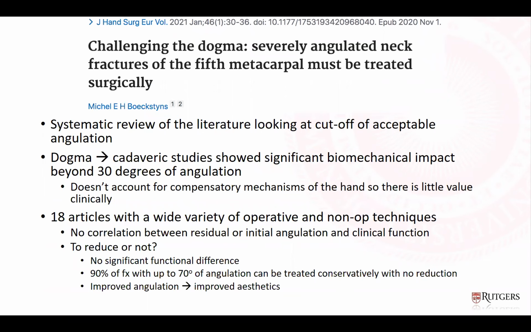This was a systematic review of the literature looking at cutoff for acceptable angulation. As I mentioned before, the dogma was that significant biomechanical impact occurred around 30 degrees of angulation for a fifth metacarpal neck fracture. However, these didn't account for compensatory mechanisms of the hand, so there was little value clinically, as the argument of this author. I looked at 18 articles and really found that up to 90% of fractures with up to 70 degrees of angulation can be treated conservatively with no reduction. However, reducing it does improve the aesthetic look of the hand.